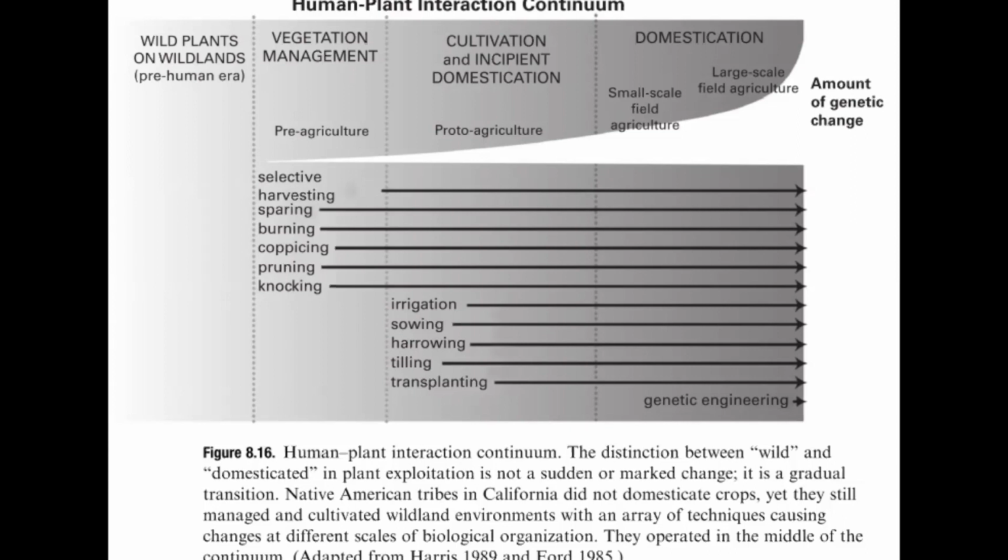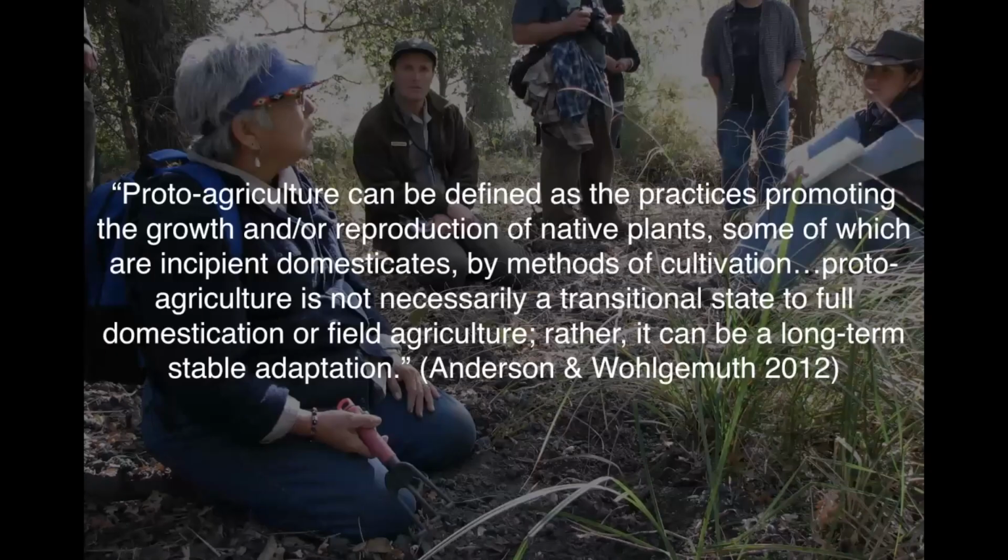And you know, if you read the figure headline there, the distinction between wild and domesticate in plant exploitation is not a sudden or marked change, it is a gradual transition. Native American tribes in California did not domesticate crops, yet they still managed and cultivated wildland environments with an array of techniques, causing changes at different scales. And so proto-agriculture is not defined as being on your way to farming. Rather, it can be a long-term stable adaptation.